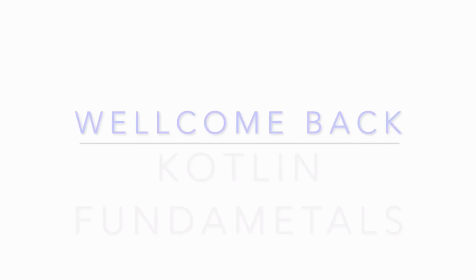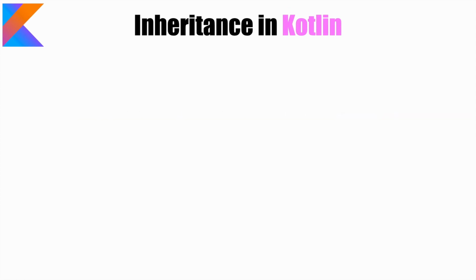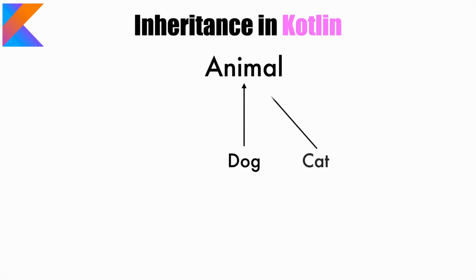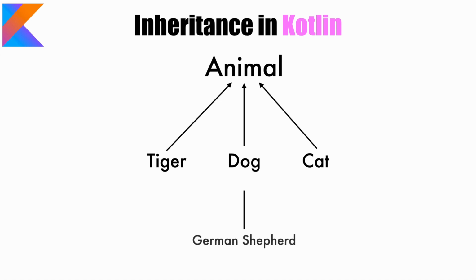So in this video, we will get started with inheritance in Kotlin. The concept behind inheritance is you can have a class called animal, and then you can create another class which is also an animal. So dog is an animal, but as you can see, dog is a very specific type of animal. In the same fashion, you can have a class called cat, which is also an animal, and a tiger, which is also an animal. And coming to the dog itself, you can have a specific breed of dog, in this case, a German Shepherd. So here, what we are basically looking at is a hierarchy of classes.